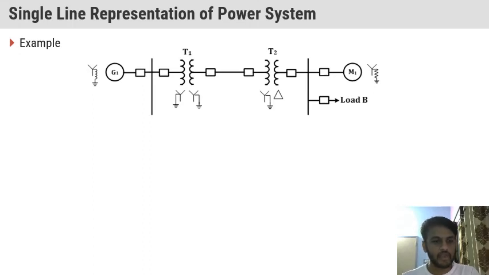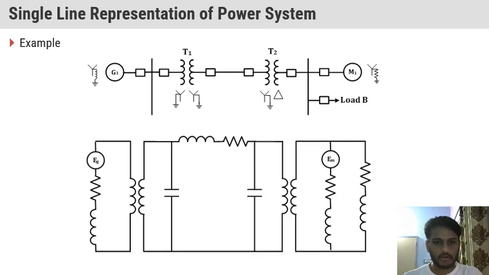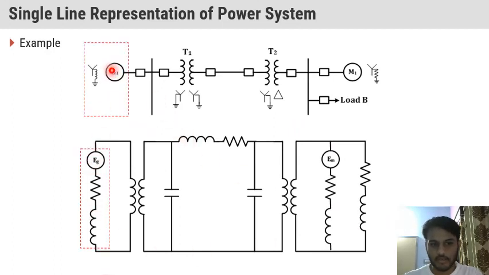And we have one example. In this example, this is the symbolic representation of your power system, and this is the SLD. So how can we draw it? First we have a generator, whose neutral point we ground by using a reactance.